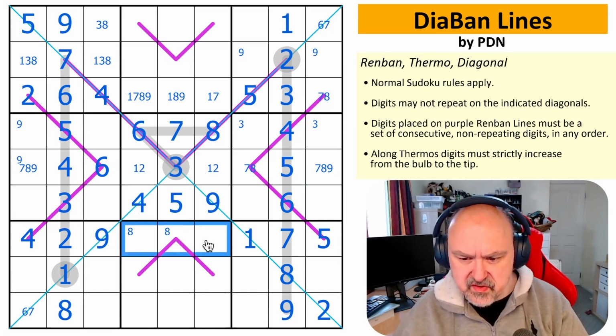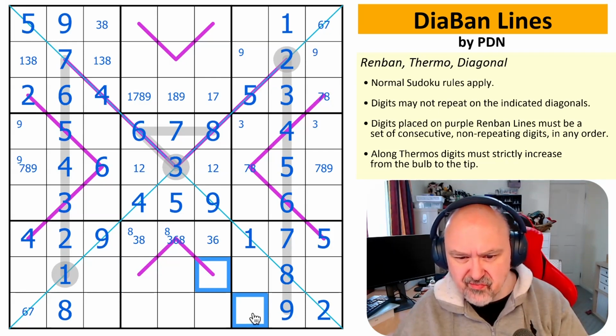This is a triple though. 1, 2, 3, 4, 5, 6, 8. That's not 8. That's not 6. 3, 6, or 8. This is 3. I can't put 1 on this Renban line. So it'd have to be 2, 3, 4, or there'd have to be a 4 on this Renban line. So that would have to be a 4, which would make that a 4. Which would put 4 there. Which would put 4 there.